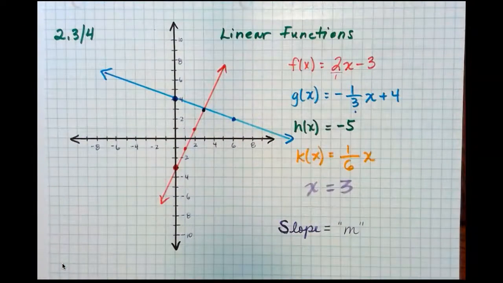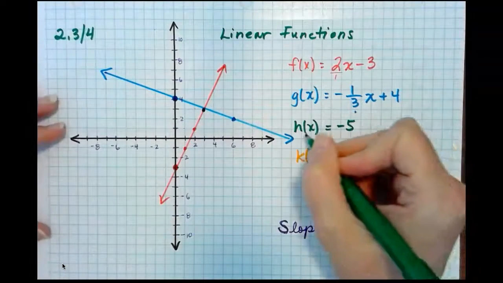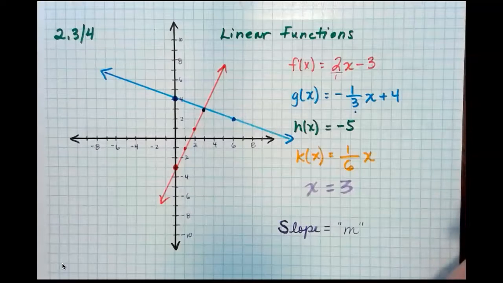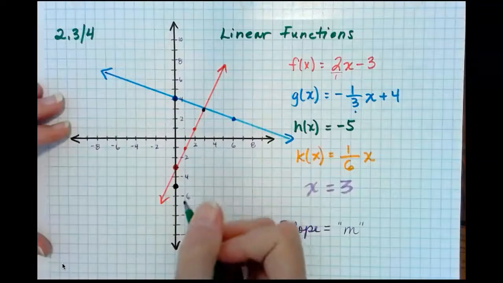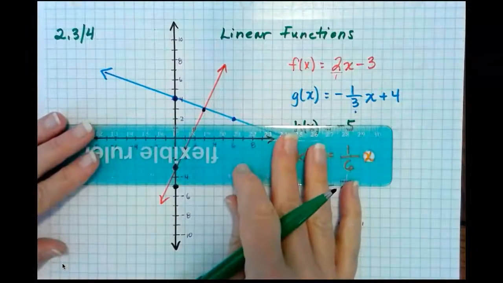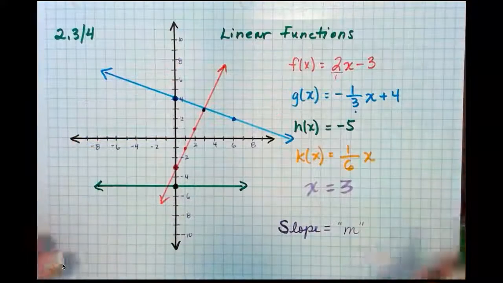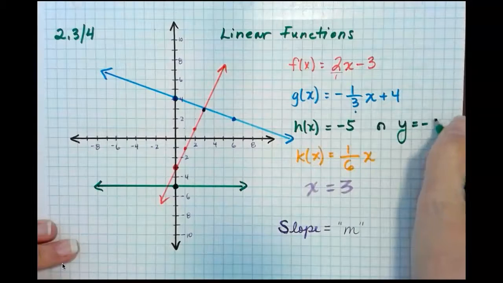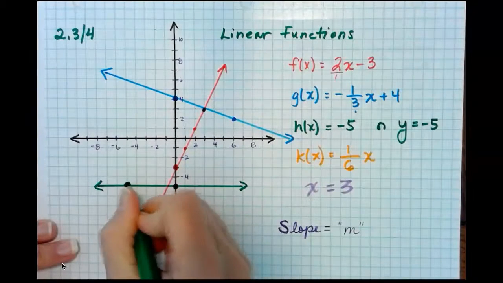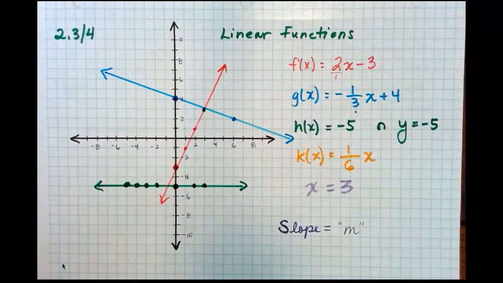Next, the green line. The green line here is a horizontal line. Notice that we don't have an x. There's no input opportunity. So that means we are talking about a horizontal line right down here, and every single value for y on this line is going to be the same. So we can say h of x equals -5, or we can just say y equals -5, because every point all the way across has a y value of -5.